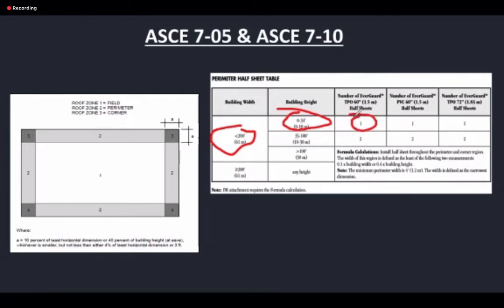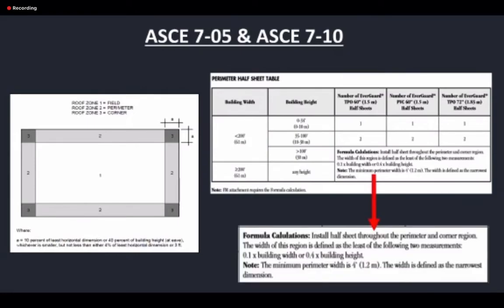Now, if the building is, once again, less than 200 feet wide and it's 35 feet to 100 feet high, now we need 2 half sheets. GAF made it very simple for us just to get this thing going. The only time we've got to go with our formula calculations is if our building is greater than 200 feet wide or if the building height is greater than 100 feet.